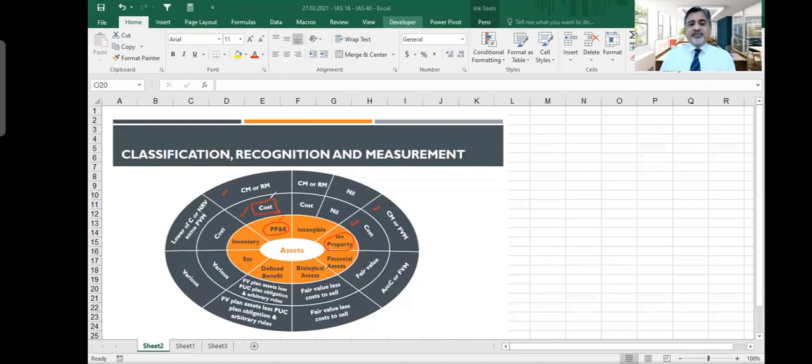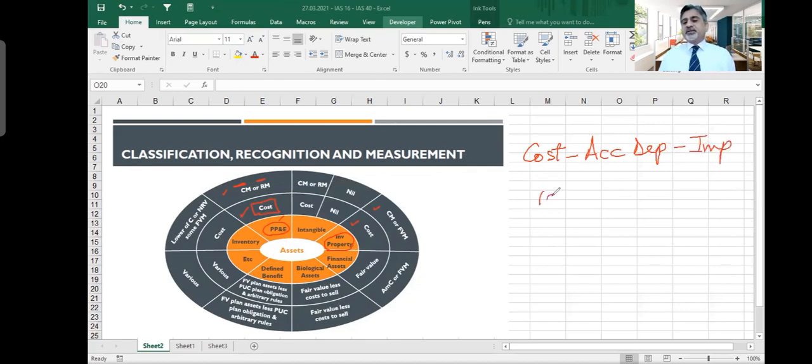And then at the end of the year, IAS gives you two options. Either you use the cost model, CM, or you use the revaluation model, RM. Now, what is the difference between cost and revaluation? Cost model means your initial cost, which was your historical cost, minus your accumulated depreciation, and minus any impairment losses. So this is called cost model.